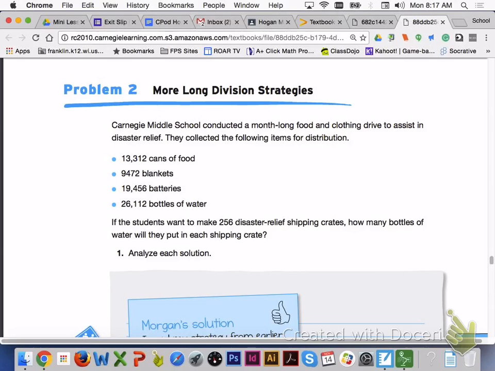Carnegie Middle School conducted a month-long food and clothing drive to assist in disaster relief. They collected the following items for distribution. If the students want to make 256 disaster relief shipping crates, how many bottles of water will they put in each shipping crate?